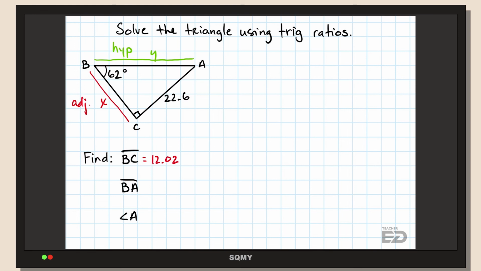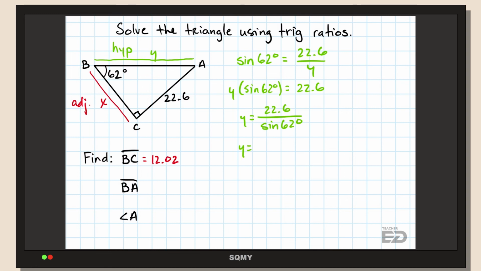Using sine, sine 62 degrees is equal to opposite over hypotenuse, so 22.6 over y. Solve for y. Y times sine 62 degrees is equal to 22.6. Y is equal to 22.6 over sine 62 degrees. Put it in our calculator, and we will get a hypotenuse of y equals about 25.60.